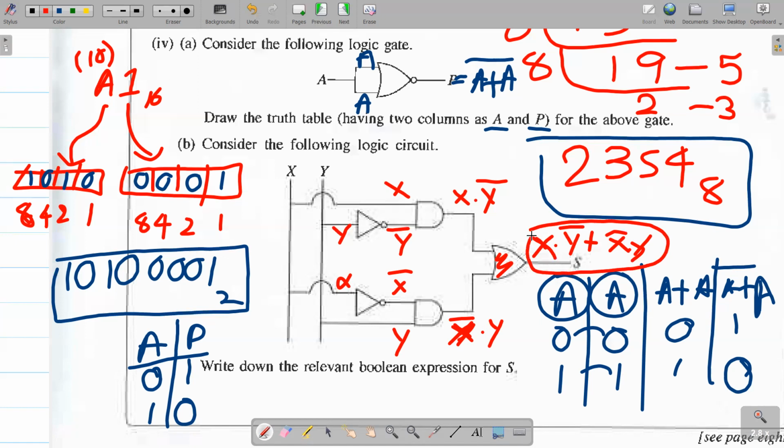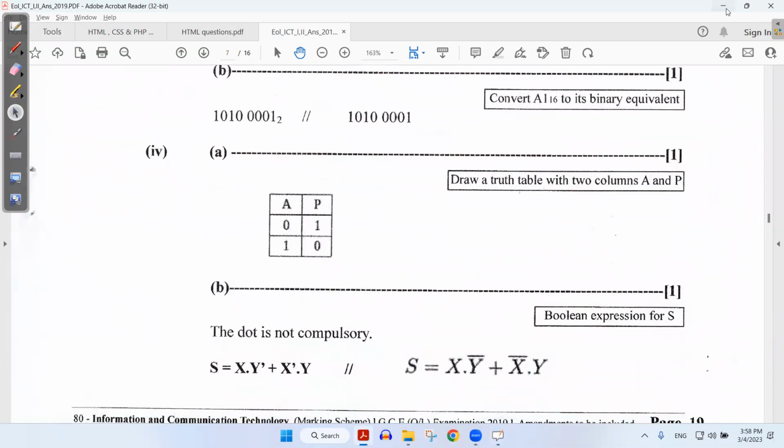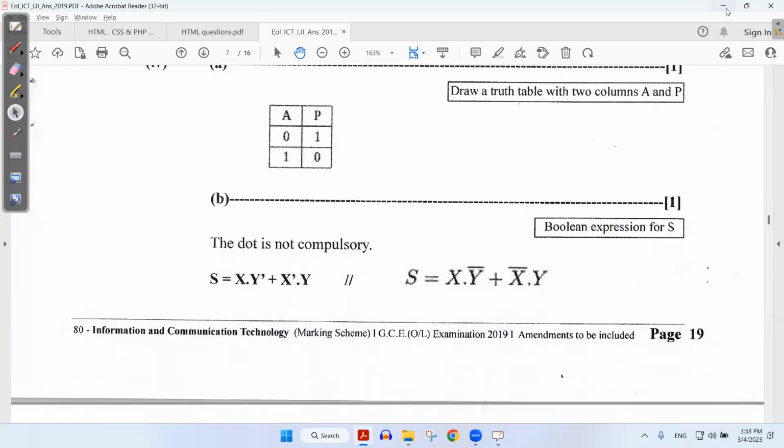Let's cross check with the marking scheme as well. So writing the truth table like this is given 1 mark, and taking the output like this is again given 1 mark.